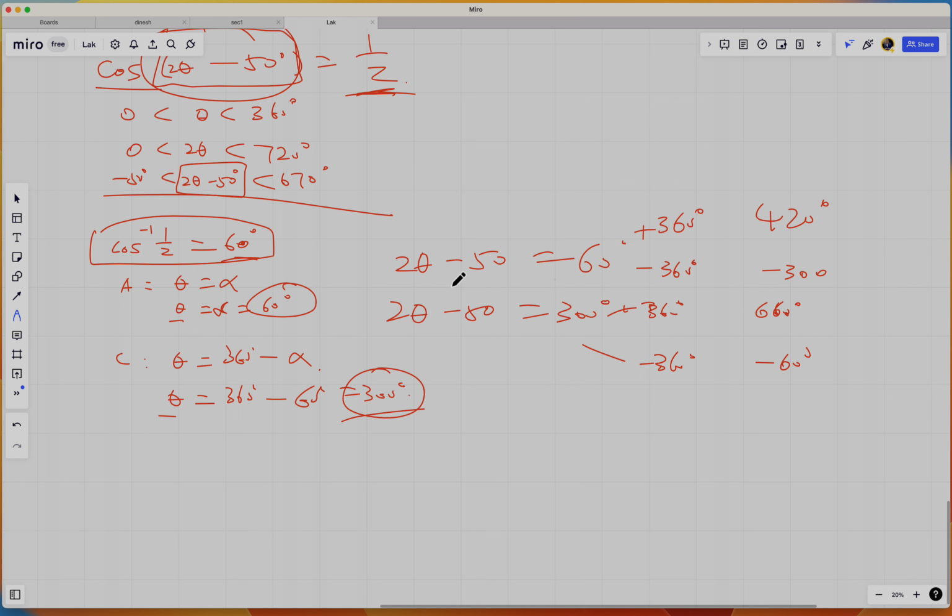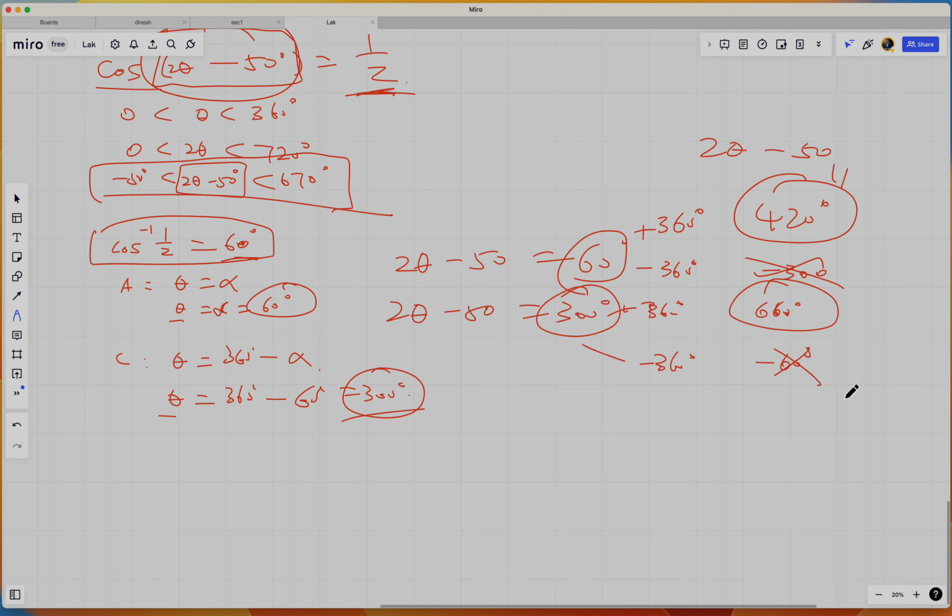Okay, so ask yourself, this is the range. Which one is in range? First thing, 60 is in range, 300 is in range. What else? 420 is in range. 660 is not in range. Minus 60 is not in range, because that one is negative 50, right? Not in range. Okay, good. That's it. Then you just pick 2 theta minus 50 equal to this, then 2 theta minus 50 equal to this, then you solve for theta. Then you end up with 4 answers. Understand?